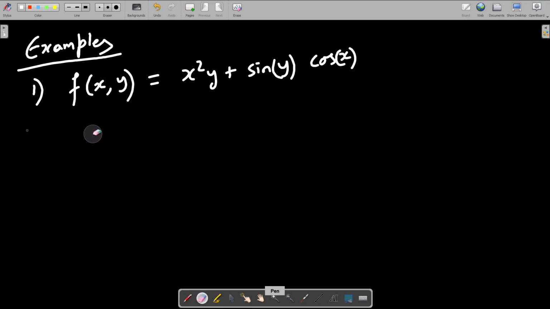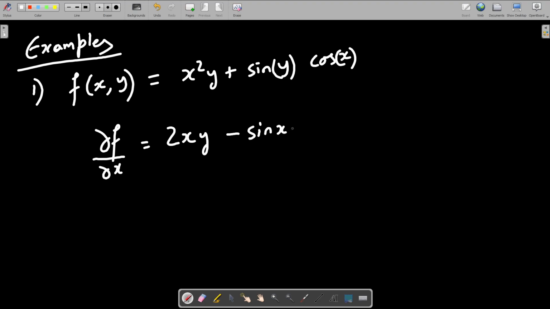Now, ∂f/∂x, the partial derivative of this with respect to x. I'm going to take each of these terms and treat y as a constant. So this will be 2xy as it is, and then sin y is a constant, so the derivative of cos x becomes minus sin x. So minus sin x sin y. The minus sign came from this.